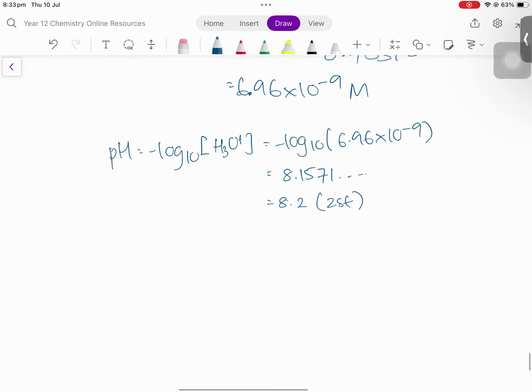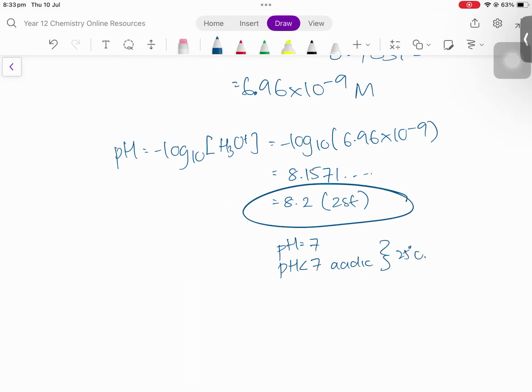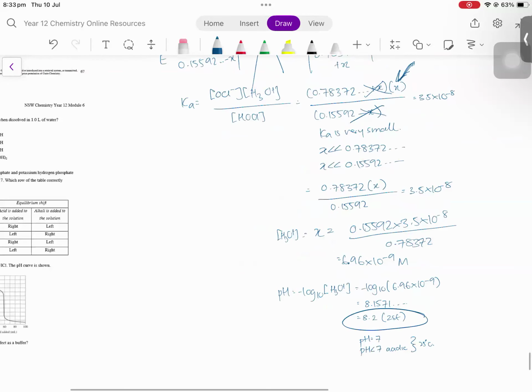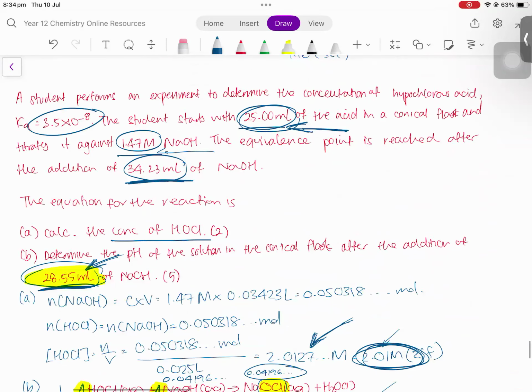So when we say a pH of 7 is neutral and a pH less than 7 is acidic, that's at 25 degrees Celsius. So it's okay for you to get a pH above 7 for an acid. It probably means that it's at a different temperature. Yeah. The temperature was not specified for us in this question. Okay, so we don't know.